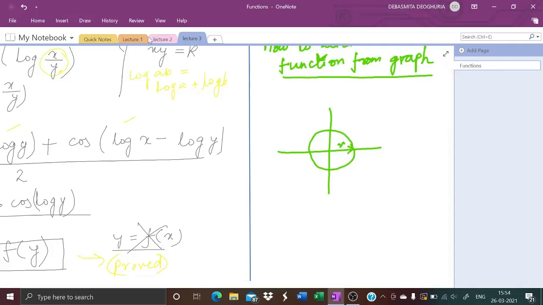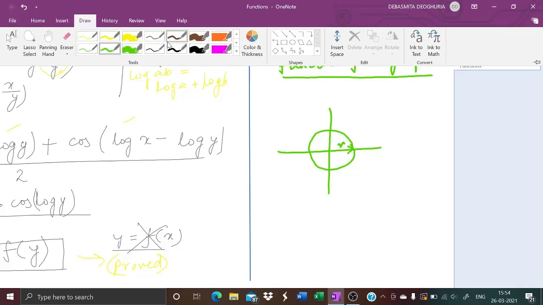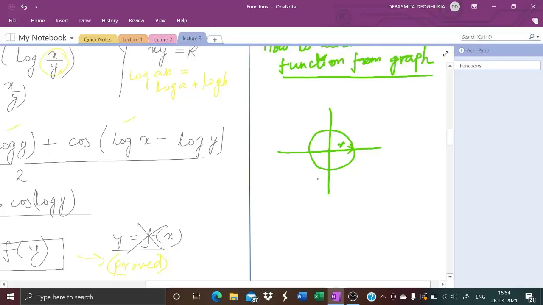Because you see, if I draw lines parallel to the y-axis like this, or this, what I am seeing is that if a line is parallel to the y-axis, it means that at that point the value of x is constant. Any line parallel to the y-axis means the value of x is constant. Any value of y will give me the same value of x. So the value of x is constant.